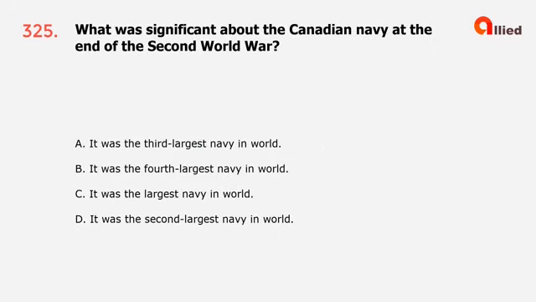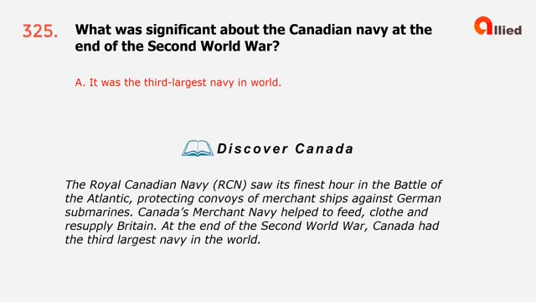Question 325. What was significant about the Canadian Navy at the end of the Second World War? A. It was the 3rd largest navy in the world. B. It was the 4th largest navy in the world. C. It was the largest navy in the world. D. It was the second largest navy in the world. The answer is A. It was the third largest navy in the world.